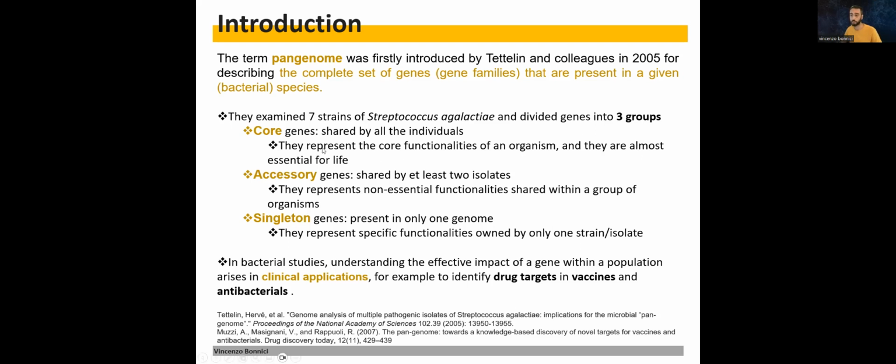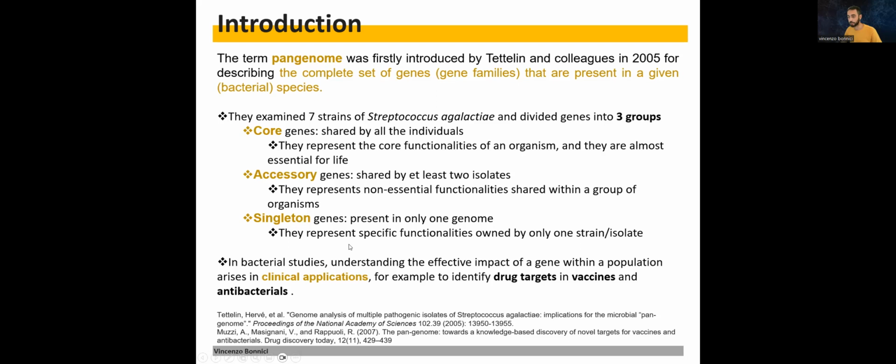into 3 groups. Core genes are genes that are shared, so they are present in every individual of the study, so they may represent core functionalities of this type of organism. Accessory genes are shared by at least 2 of the study isolates, so they may represent non-essential functionalities shared within a group of the organisms. And singleton genes are genes present in only one of the studied genomes, so they may represent specific functionalities owned by only one strain of the isolate.